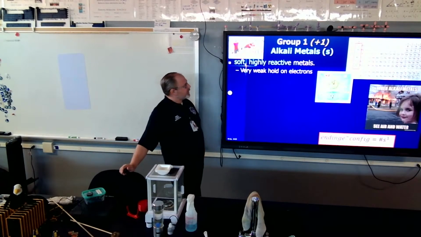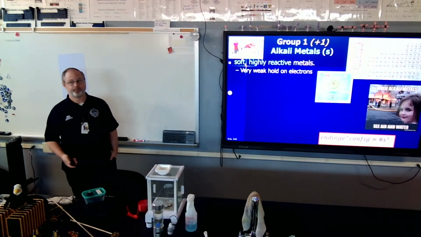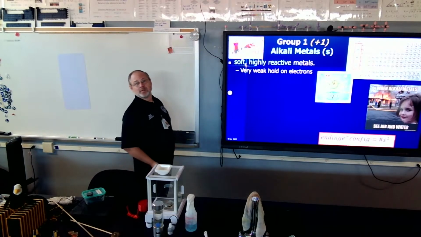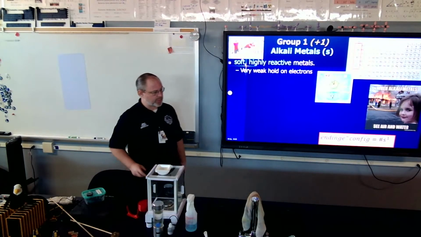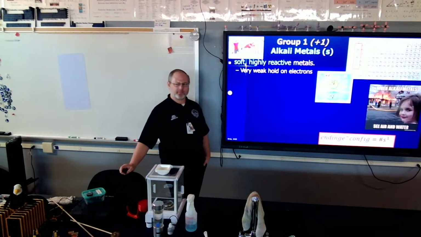They have a very weak hold on their electrons for reasons that we're going to talk about real soon, like tomorrow. We're going to talk about why properties exist the way they are. And alkali metals react violently with water. It's a lot of fun to put alkali metals in water. Again, we can do it with sodium. Lithium doesn't really do much, but we can do it with sodium.